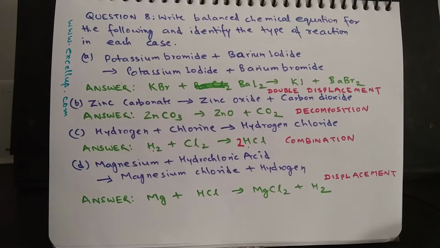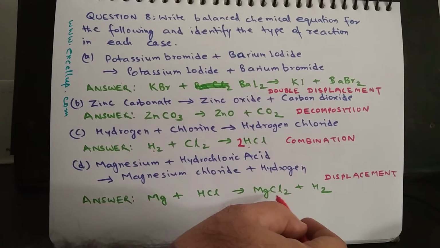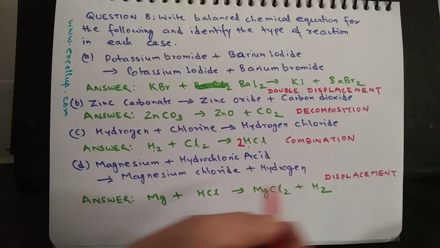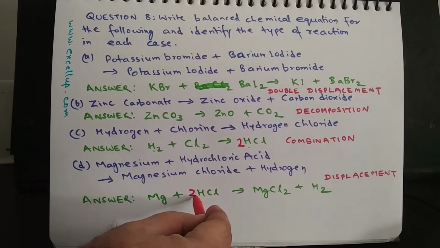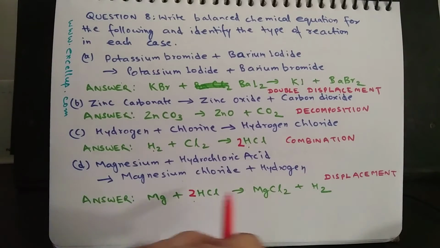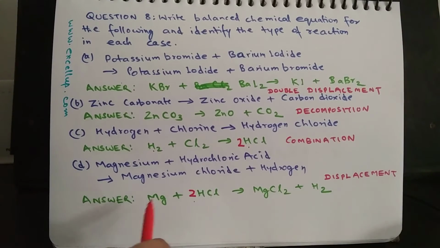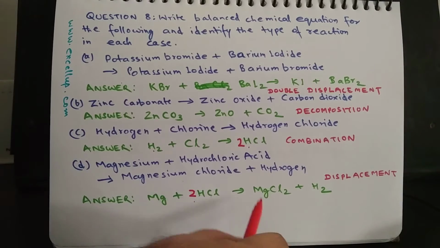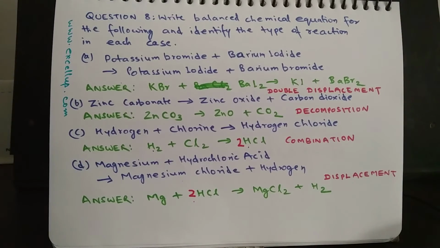This is not a balanced reaction. So here there are 2 atoms of chlorine and only 1 atom of hydrogen on one side. So I will put 2 over here. So now 2 atoms of hydrogen, 2 atoms of chlorine are balanced, and 1 atom of magnesium. So this is a balanced equation.